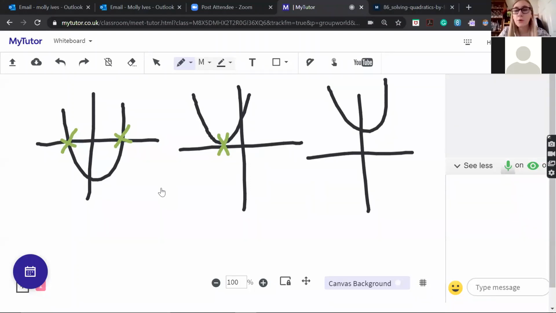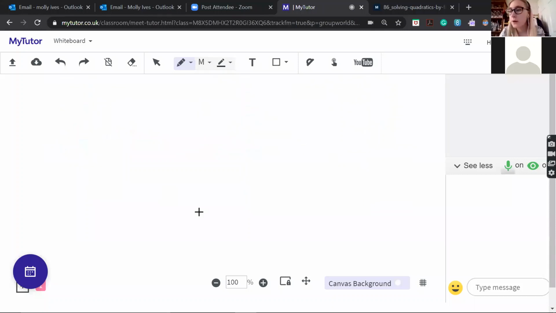So don't worry if you don't understand that. We're going to think about it throughout graphically and algebraically, because some people's brains work with graphs, some people's brains work with algebra. So that's what we'll go through. So we'll start by doing some basic ones just to explain what I mean.